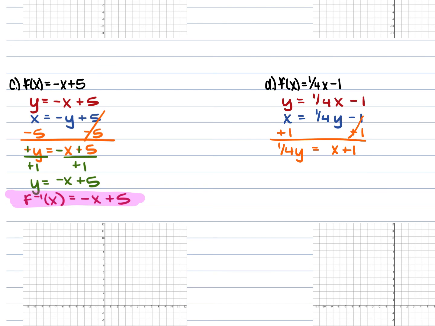In order to get rid of that 1/4 in front of the y, we're going to multiply each side by the reciprocal of that. So the 1/4 and the 4 cancel out. We have y is equal to, distribute that 4 in, 4x plus 4. We rewrite this as f to the negative 1 of x is equal to 4x plus 4.